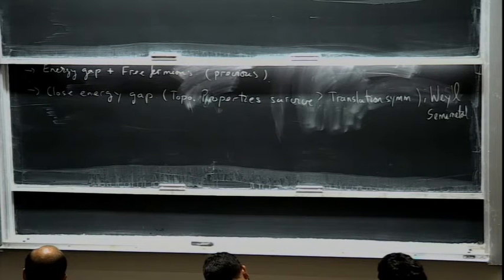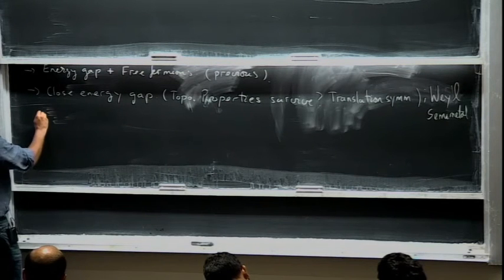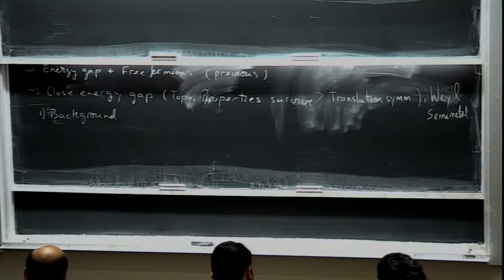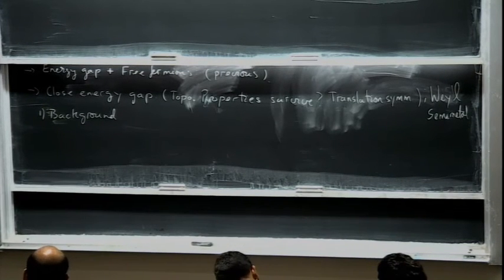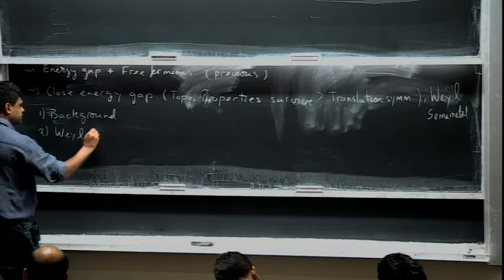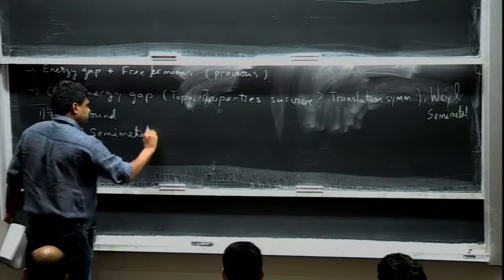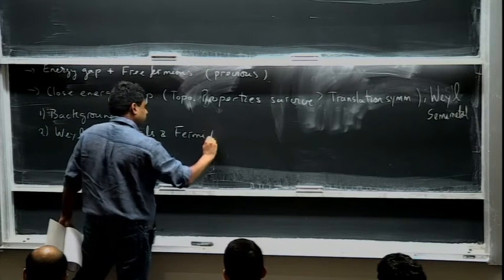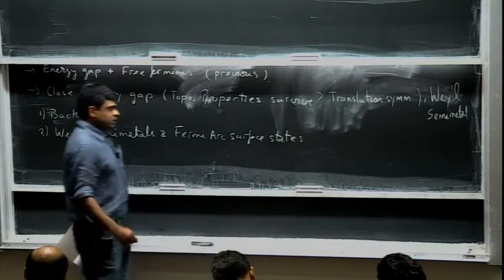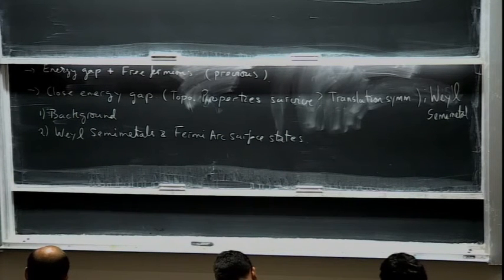So the plan for today is to talk about Weyl semimetals, and I'll start by giving you some background. I'll talk about a few things that you probably all know, but we'll see how these things come together and help us talk about Weyl semimetals. And there'll be some special surface states associated with these systems, very much like Chern insulators and topological insulators, so I'll also want to talk about that today. And then perhaps tomorrow we'll see the effect of a magnetic field.